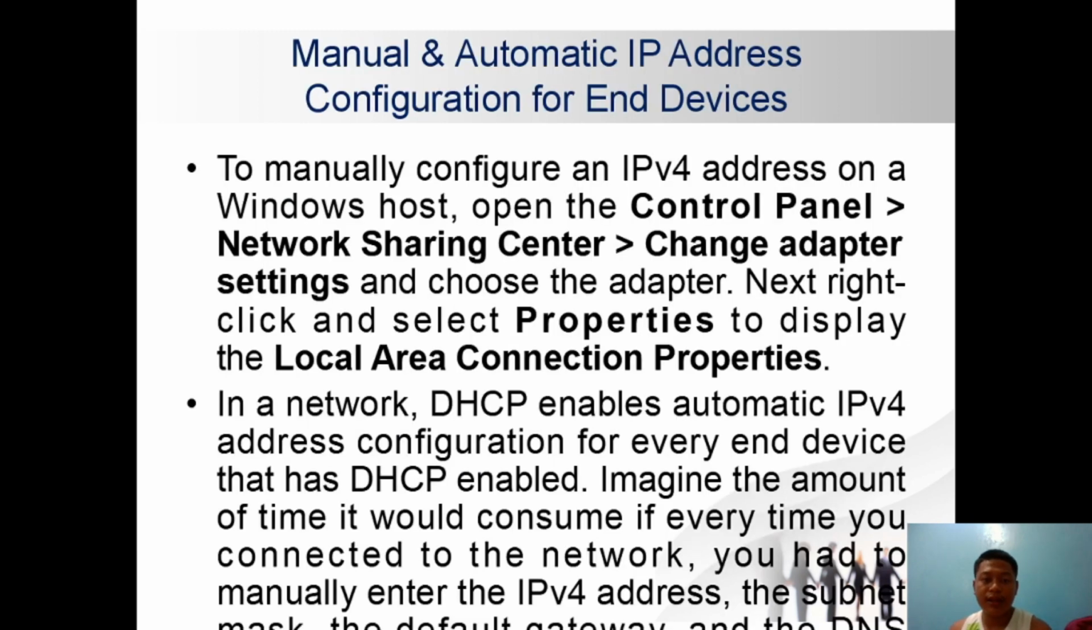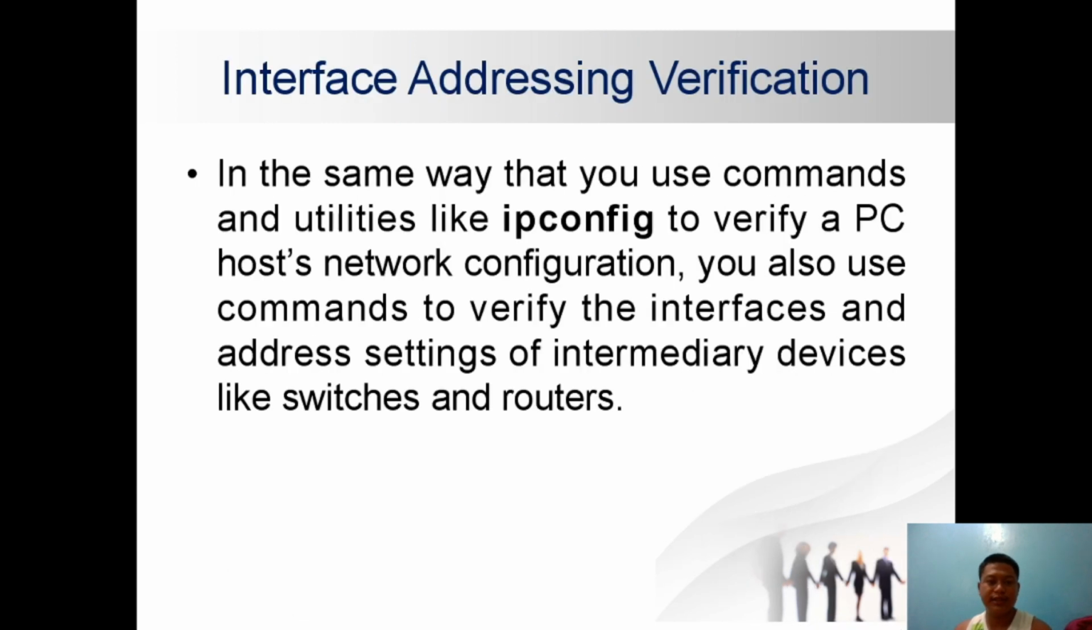Manual and automatic IP address configuration for end devices. To manually configure an IPv4 address on a Windows host, open the control panel, network and sharing center, change adapter settings, and choose the adapter. Next, right-click and select Properties to display the local area connection properties. In a network, DHCP enables automatic IPv4 address configuration for every end device that has DHCP enabled. Imagine the amount of time it would consume if every time you connected to the network you had to manually enter the IPv4 address, the subnet mask, the default gateway, and the DNS.